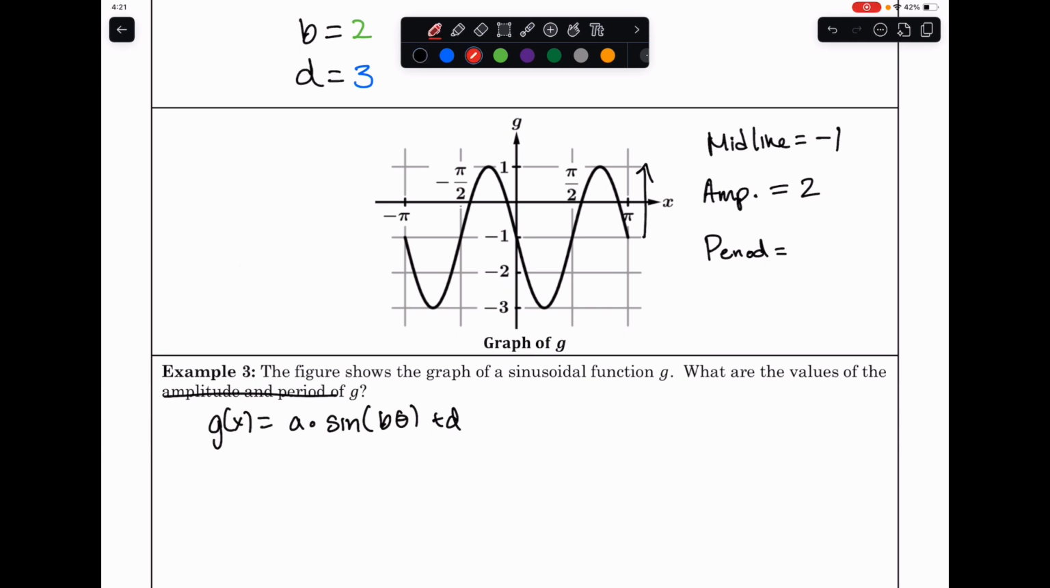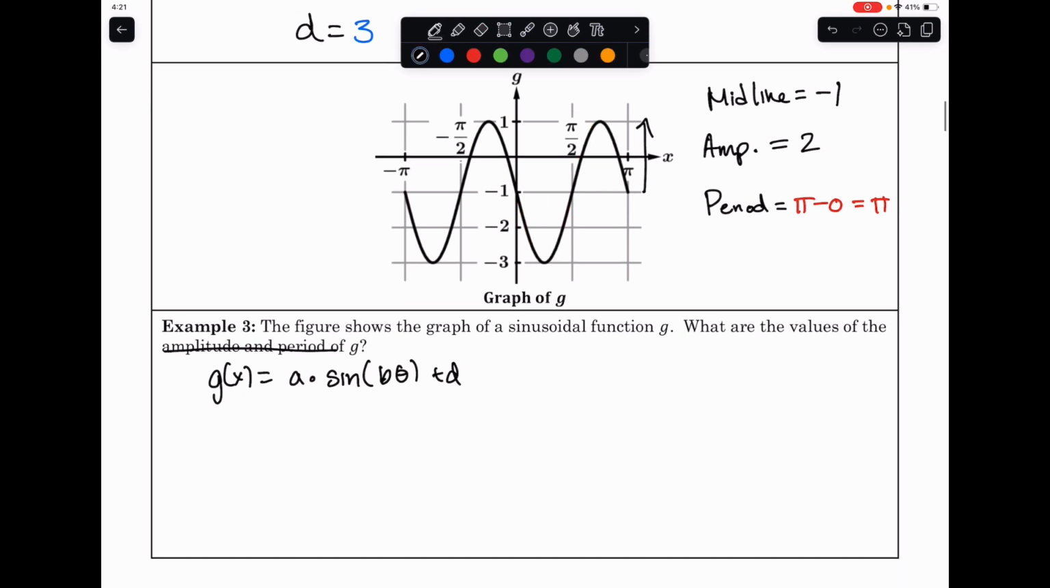And to figure out our period, let's start here in the center, here at 0. And let's look at this cycle right there, okay? So from 0 to pi, that equals pi. So our period is pi. So now that we have that, let's figure out what the values are going to be. So our midline is going to be -1. So the value of d equals -1.